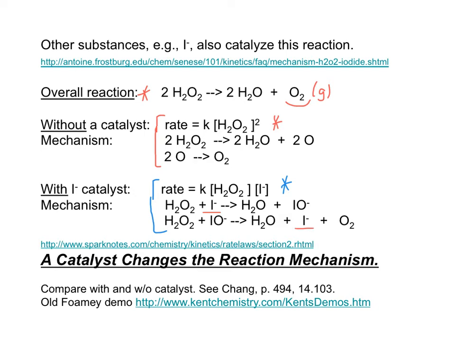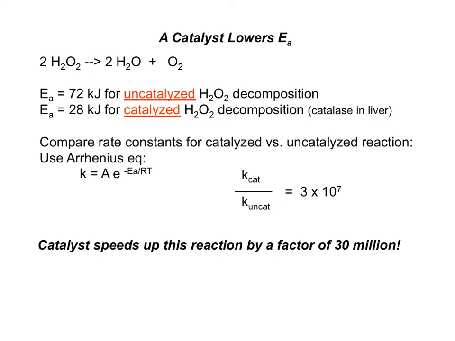When we add the elemental steps for the mechanism with the catalyst, we get the overall reaction, which does not include iodide, the catalyst. A catalyst makes the reaction go faster by lowering the activation energy for the reaction.